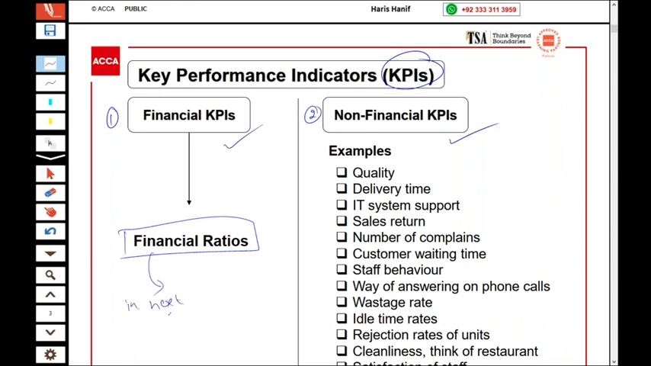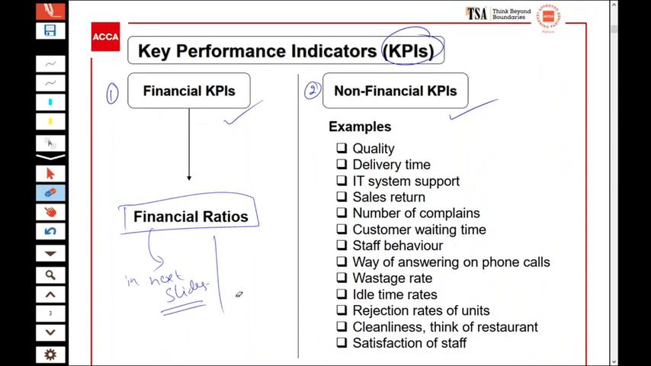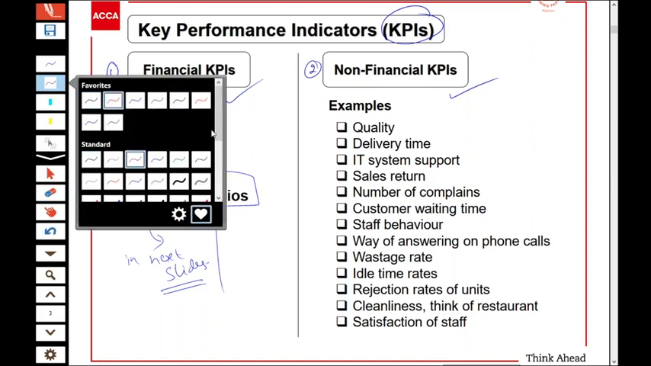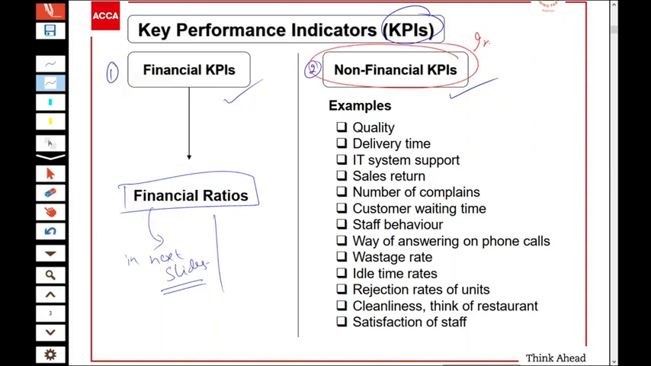In next slides, I will be explaining financial ratios like your profitability ratio, like your liquidity ratio, etc. I will be covering the financial ratios in my upcoming slides in today's agenda. But first of all, we should have a look at the non-financial KPI, and it's very important. Why? Because non-financial will ultimately hit your financial aspects.